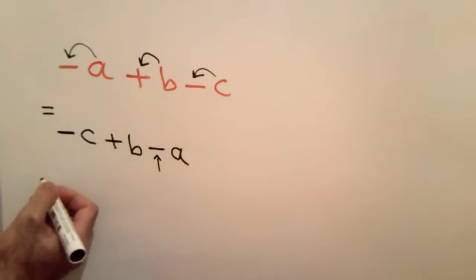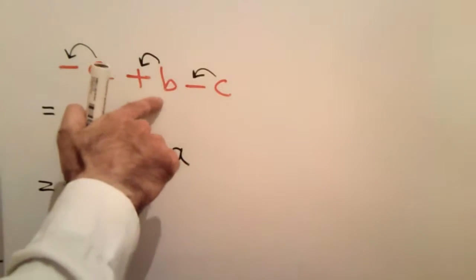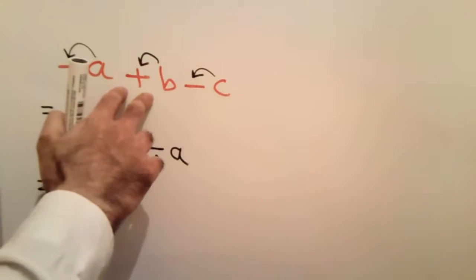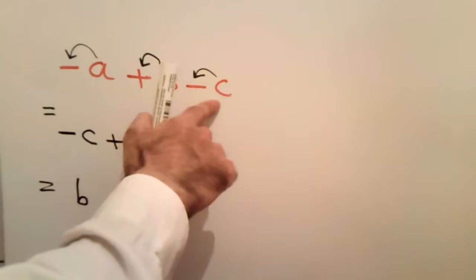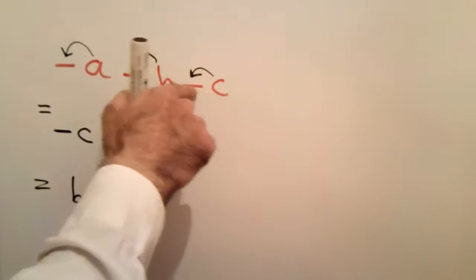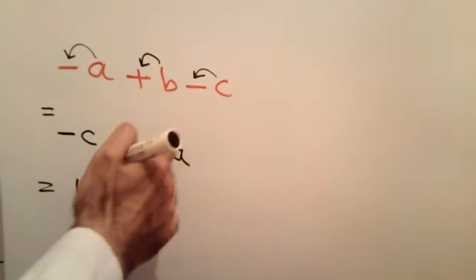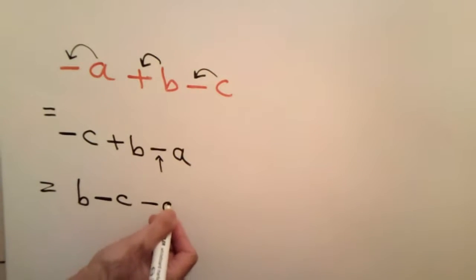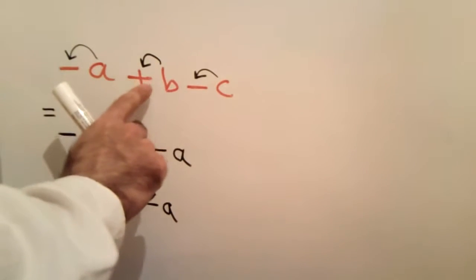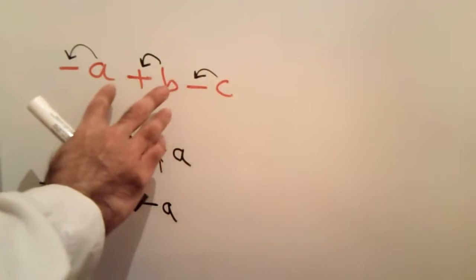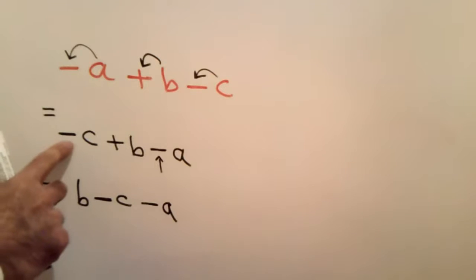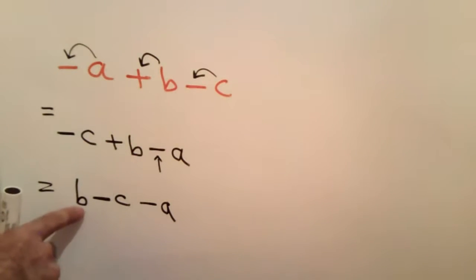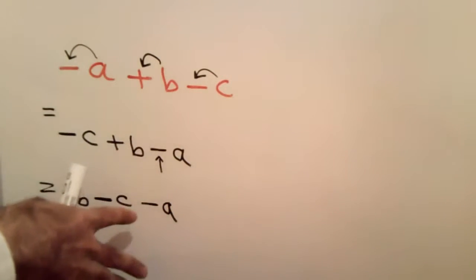This is one way we can juggle this around. Let's see if there's another way. Let's start with B. The sign is positive on the left hand side, so it's B. Let's make the next one C. The sign of C is takeaway, so it becomes takeaway C. And A, the sign is on the left hand side, and it's takeaway. So negative A plus B take away C will be the same as negative C add B take away A, or B take away C take away A. All of these three will give you the same value.